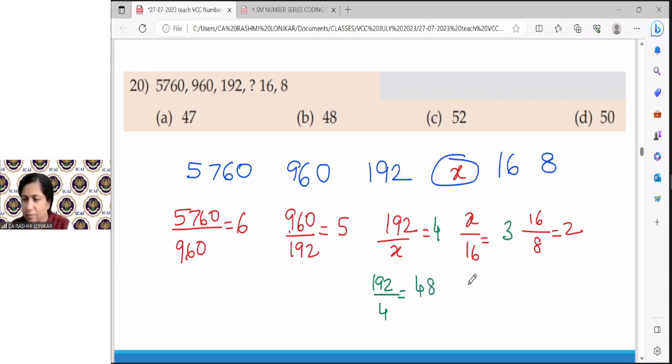And let me cross check. 48 divided by 16, I know, is 3, right? So this is correct. So x should be 48. So B will be the correct answer. How did I come to that conclusion? This is because there is a very big drop.